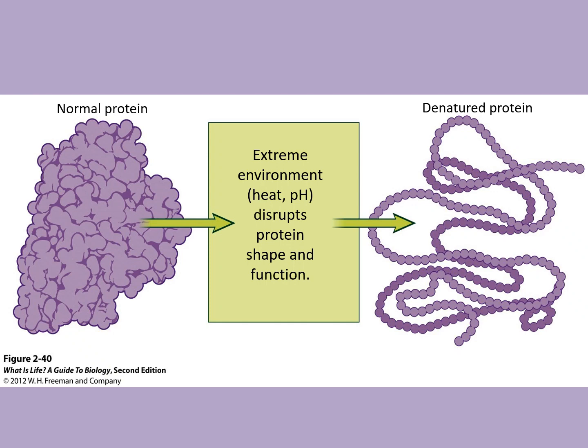So for a normal protein, it's the tertiary structure. You have the zigzags and folds, and those all twist up around each other. That's what you see here on the left. In an extreme environment of heat or pH, those are disrupted. So the protein shape and the function essentially denatures. It falls apart, and it can no longer serve the function that it is supposed to.